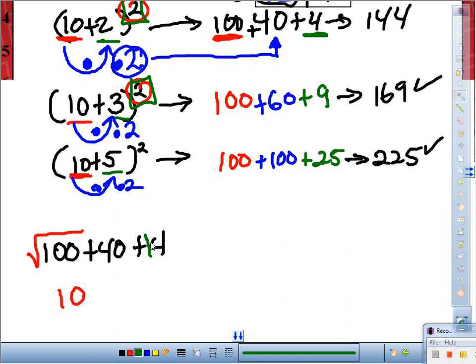The last one. How did we get this 4? By squaring it. What is the opposite? Square root. What is square root of 4? 2. Now check this out.